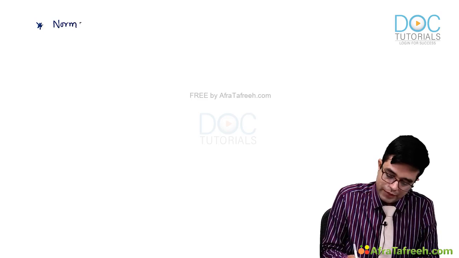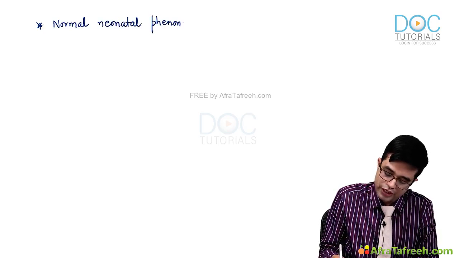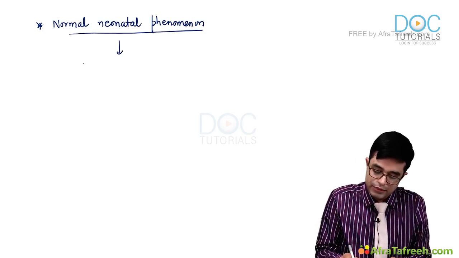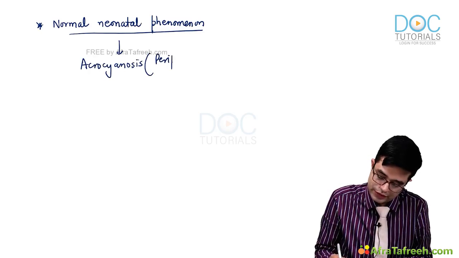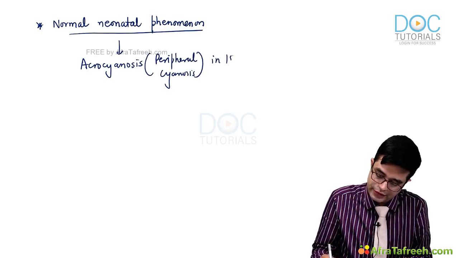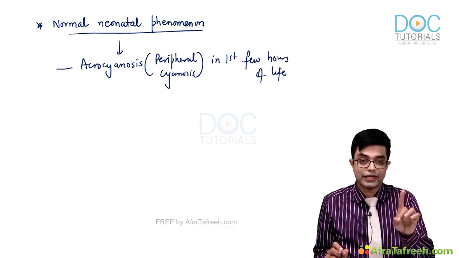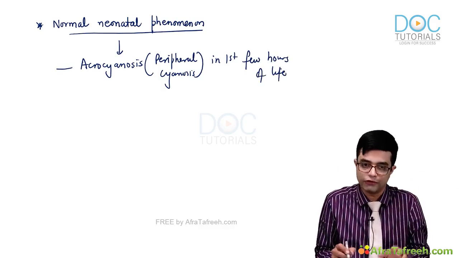There are certain normal neonatal phenomena which do not require any consideration of healthcare visit. Always remember that any newborn who has acrocyanosis, also known as peripheral cyanosis, in first few hours of life, that is considered to be normal. Central cyanosis is always abnormal, but peripheral cyanosis in first few hours can be a normal phenomena.